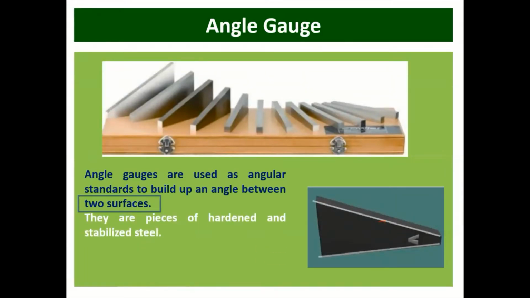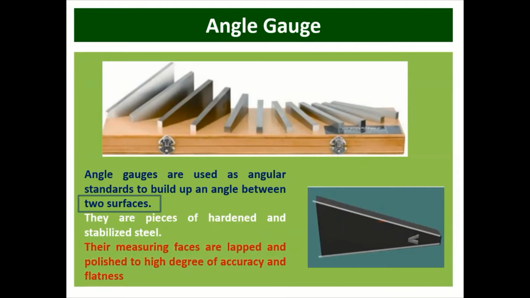They are pieces of hardened and stabilized steel. As we know, if you make it hardened, then there will be no effect of environmental conditions. Their measuring faces are lapped and polished to a high degree of accuracy and flatness. So these two working faces, or I can say the measuring faces, are highly finished so that there will be no error while measuring an angle of a component.